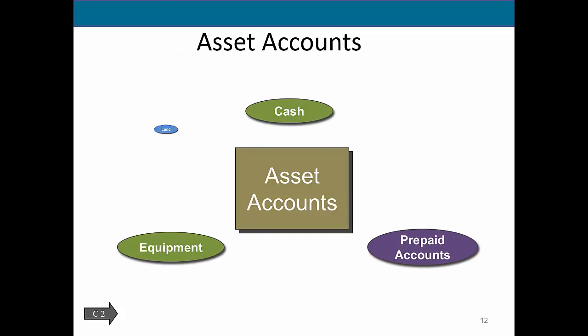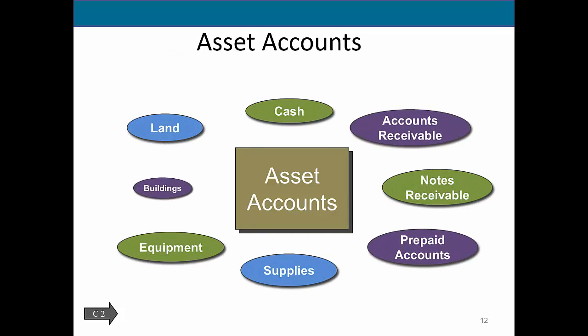We introduced assets in Chapter 1. They are things a company owns to either use in the business or to sell in the business. Here are some of the common asset accounts we are likely to find in all businesses. They are discussed in detail in your textbook.